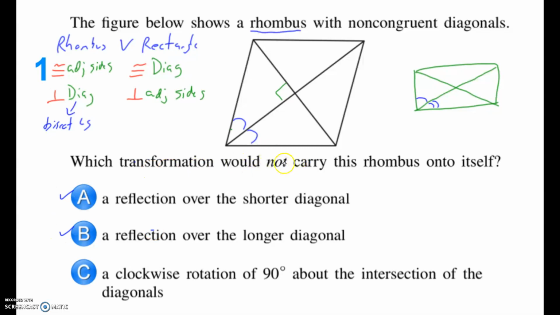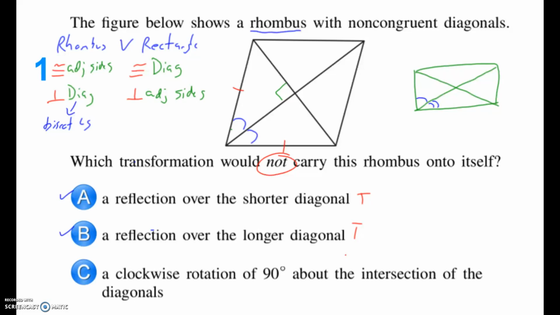So we want to know what's not going to carry it onto itself. Well, if the line of reflection, like this diagonal, is an angle bisector, then it usually works as a line of reflection, because I know this side's going to map to this side because adjacent sides are congruent. And because this angle is the same as this angle, when I fold it over this line, the angles fit, the sides fit, so the diagonals are lines of reflection. The rhombus will fold on itself over the diagonals. So these are both true, and we're looking for not. Always circle the word not.